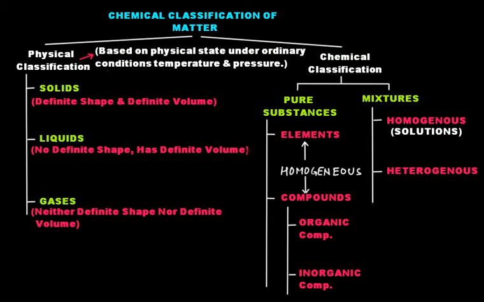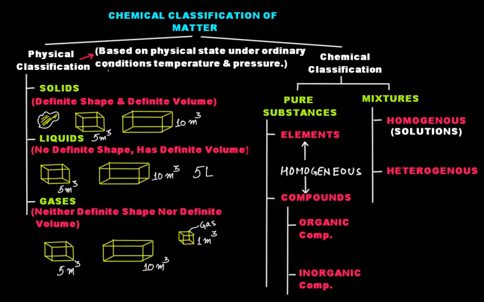In the classification of matter, matter or materials are classified in two different ways. The first one is the physical classification, and the next one is the chemical classification. First, let's talk about the physical classification. When matter or materials are classified physically, it is based on the physical state under ordinary conditions of temperature and pressure.